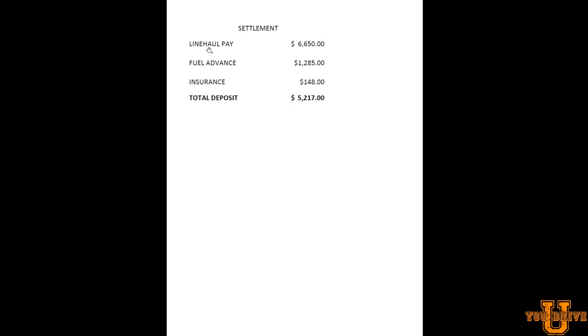The line haul pay for the week was $6,650. That was the total amount that we invoiced for, but the carrier advanced money throughout the week to buy fuel, $1,285. They also deduct an insurance payment each week, $148. The total deposit was $5,217. How do we reflect that in QuickBooks?